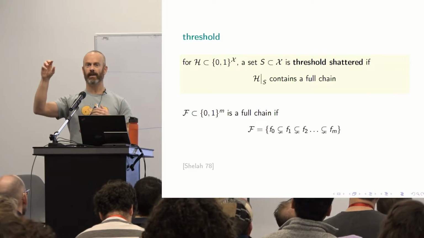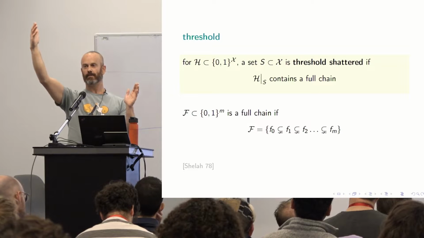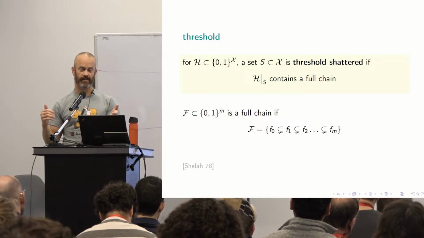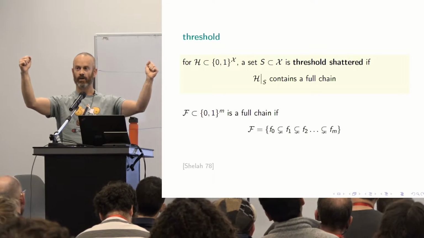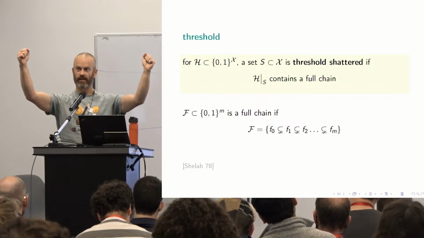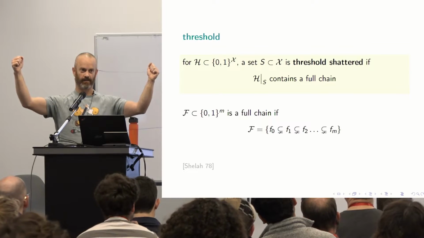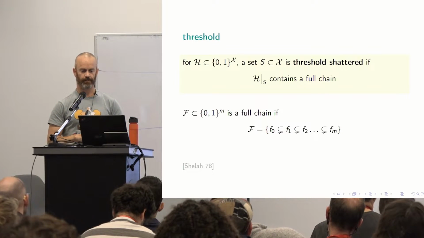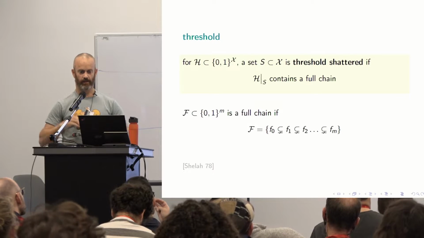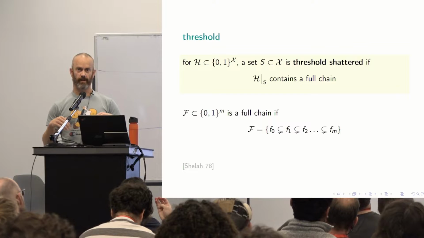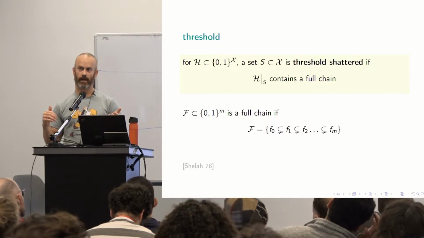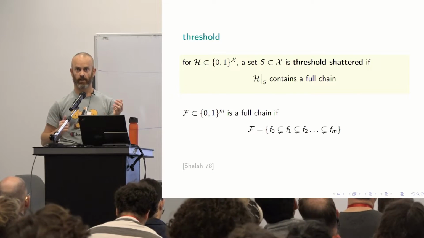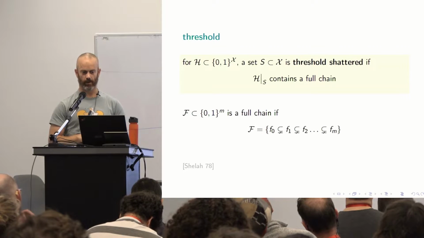A full chain as a matrix is an upper matrix with 1 and zeros, if we think about it as a matrix. And as sets, it's the empty set, a singleton, a set of size 2 that contains the singleton, a set of size 3 that contains the previous set. So we have a full chain of sets in this projected class. So this is a different notion of shattering, and it gives some other dimension, the threshold dimension. Okay, so this is defined by local complexities.